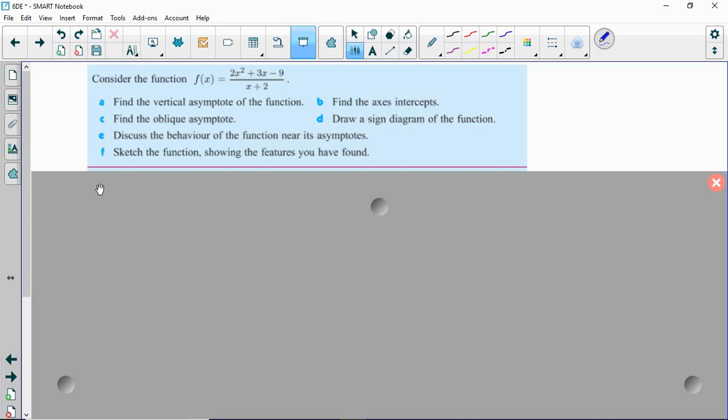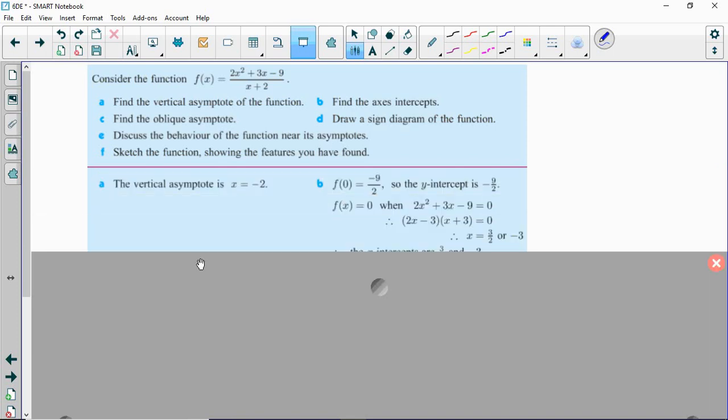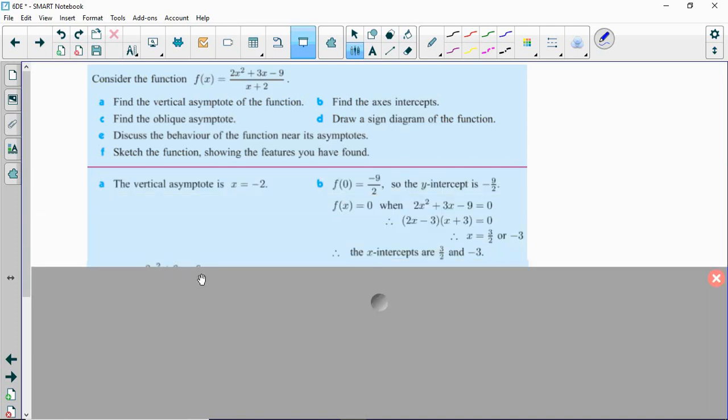Okay, so let's get a sketch of this thing going. So vertical asymptote and axis intercepts. Here they are. Vertical asymptote, obviously x equals -2. We see that from the denominator. Axis intercepts, y-intercept, we set x equal to 0. Easily done, -9/2. For the x-intercepts, we're going to set y equal to 0, which again just means we're setting the numerator equal to 0. So we find the zeros of that quadratic. We got them.